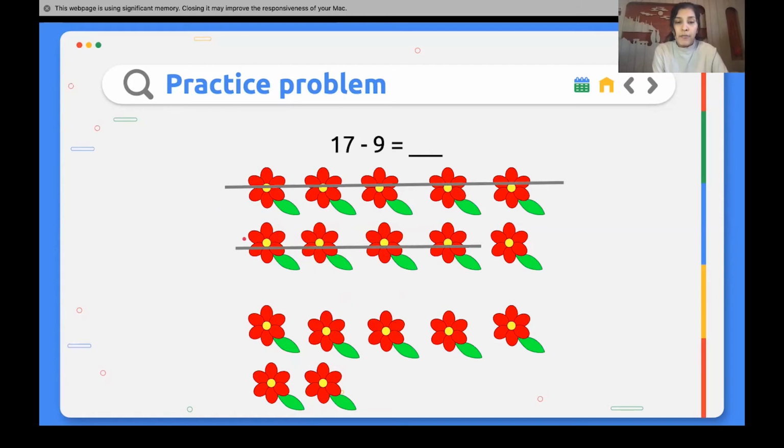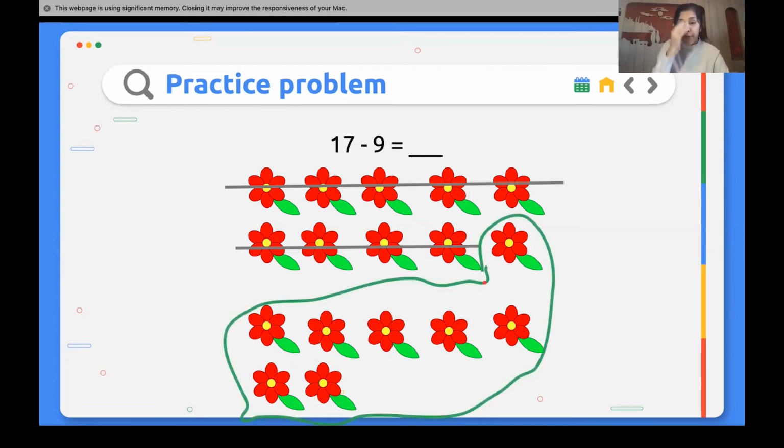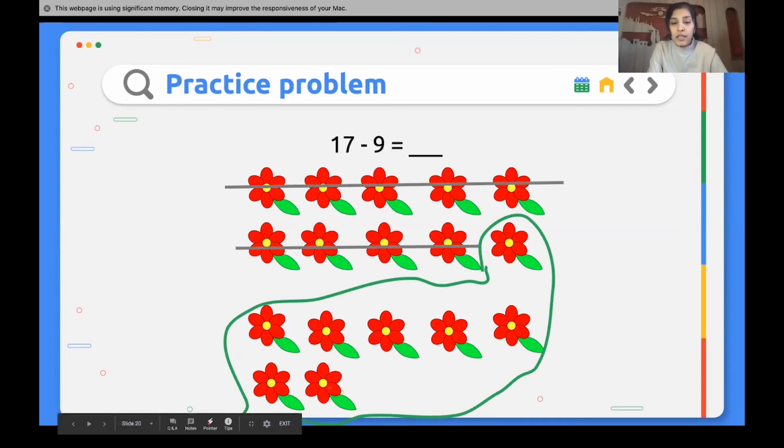Because 5 plus 4 is 9. Now I have to circle the ones that I still haven't subtracted, that I didn't subtract actually. So here I have the flowers, and I know in this row there's 5. So 5, 6, 7. So there's 7 here. 7 plus 1 is 8. So 17 minus 9 equals 8.